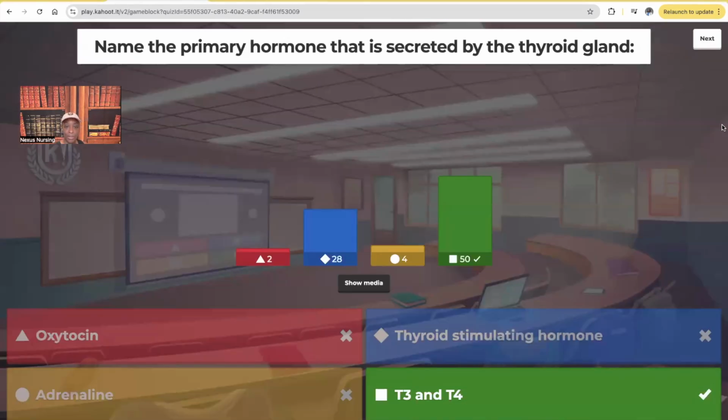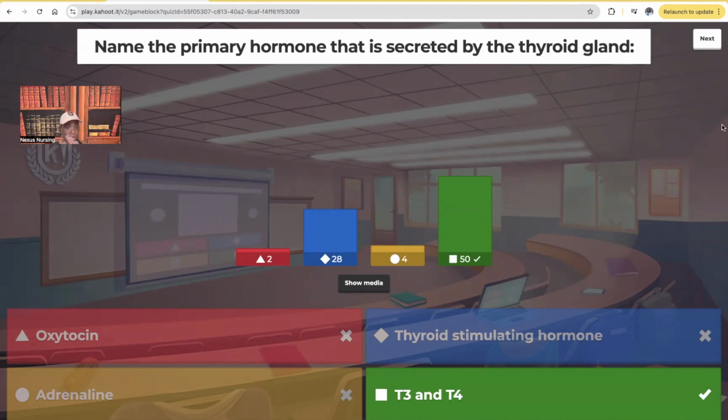Okay, good. Most of you guys got the correct answer. It's your T3 and T4. Those are your thyroid hormones. So the question's asking about the primary hormone secreted by the thyroid gland. And so I can understand how some of you guys would be tempted to choose TSH because it says thyroid stimulating hormone. But let's talk about this.